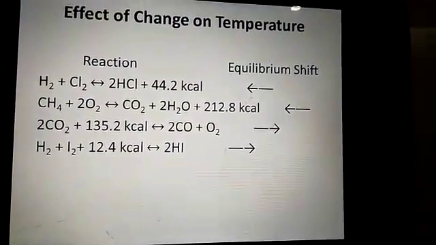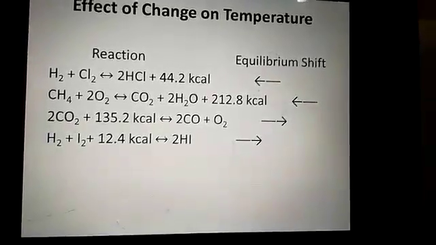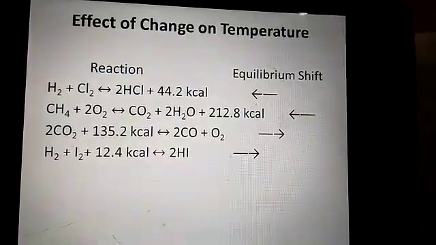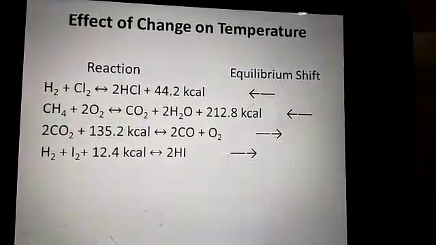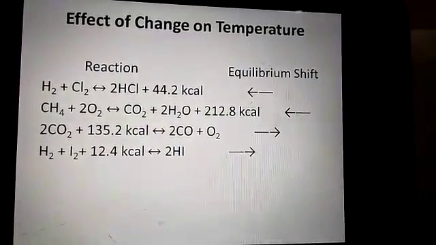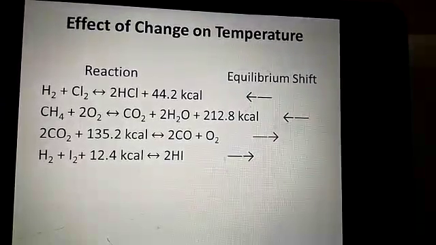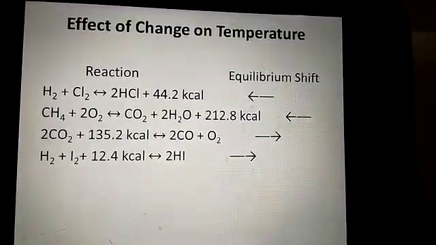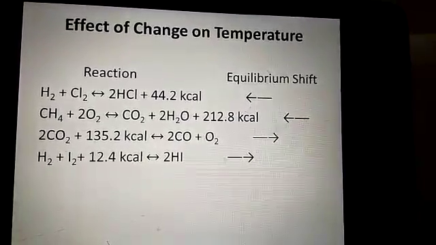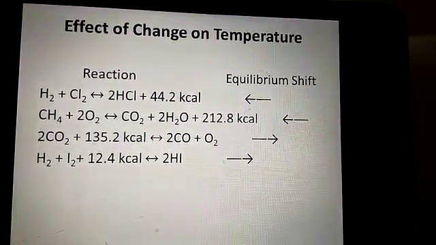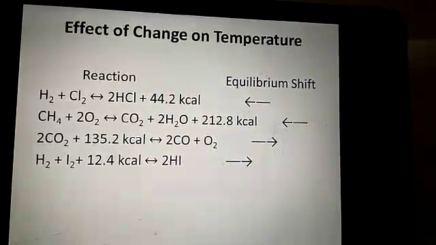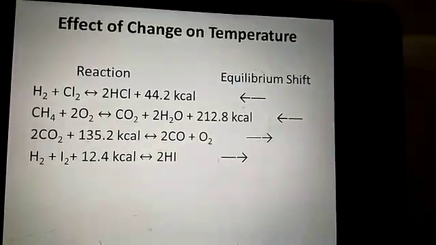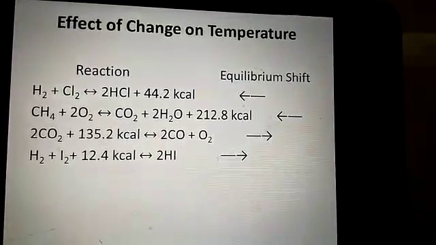There are other examples of equilibrium shifting towards the right side or left side. In the first example, hydrogen and chlorine react to form hydrogen chloride, and 44.2 kilocalories of heat is evolved. Because the heat is evolved, the equilibrium will shift towards the left side. Similarly, when methane and oxygen react together to form carbon dioxide plus water, 22 kilocalories of heat is evolved, and in this case the equilibrium also shifts towards the left side.